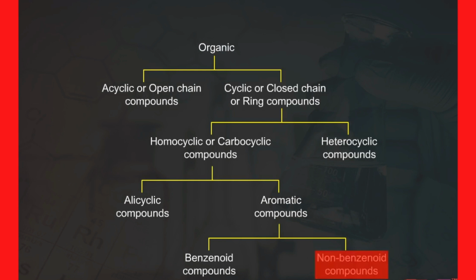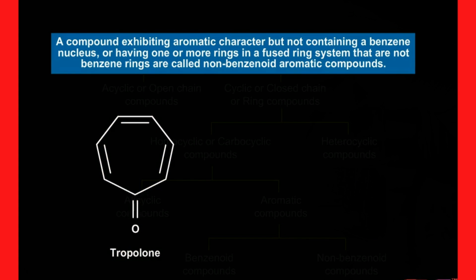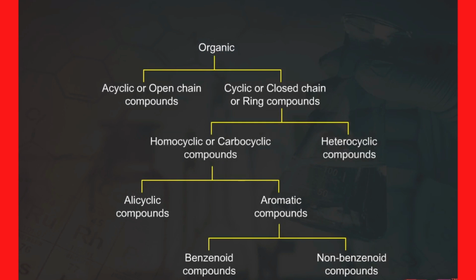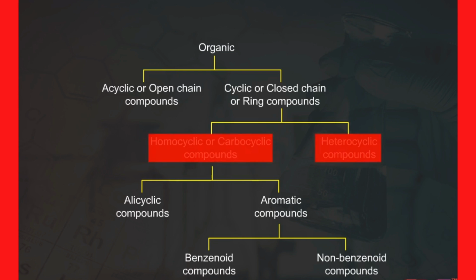A compound exhibiting aromatic character but not containing a benzene nucleus or having one or more rings in a fused ring system that are not benzene rings are called non-benzenoid aromatic compounds. For example, tropolone, azulene, etc. We have already discussed the homocyclic compounds and its classification. Now, let us discuss the heterocyclic compounds.